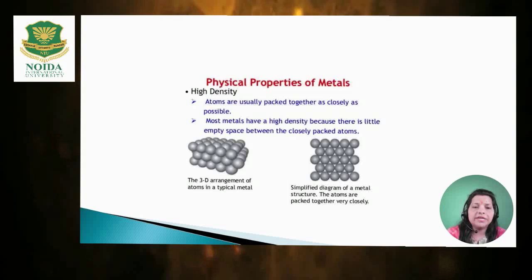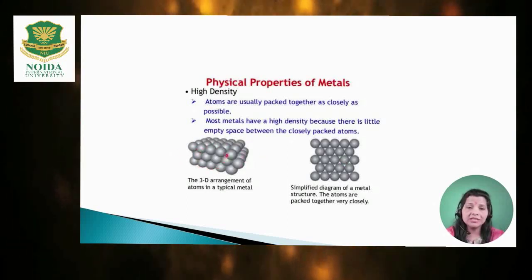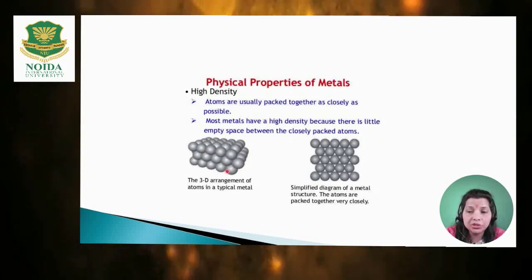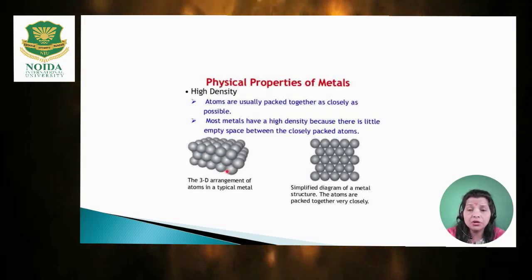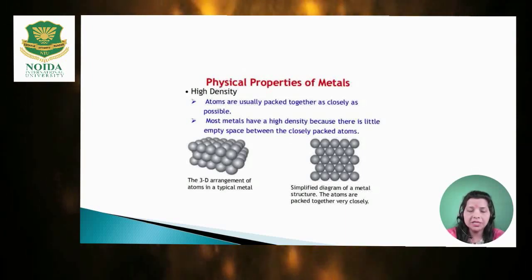Now you can look at here, this is the three-dimensional arrangement of atoms in a metal. You can clearly see how tightly they are packed to each other. They have a strong electrostatic force of attraction. They are so tightly attached to each other, and due to this they have high density because there is small empty space between closely packed atoms. Here you are not able to see the gaps in between, but here the gaps are clearly visible, right? So these are the various physical properties of metals.